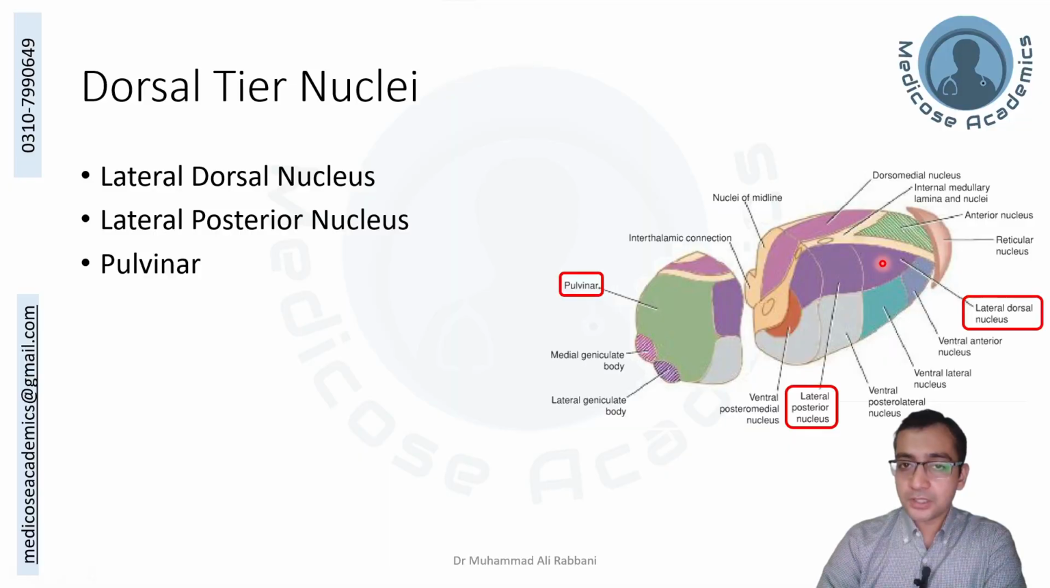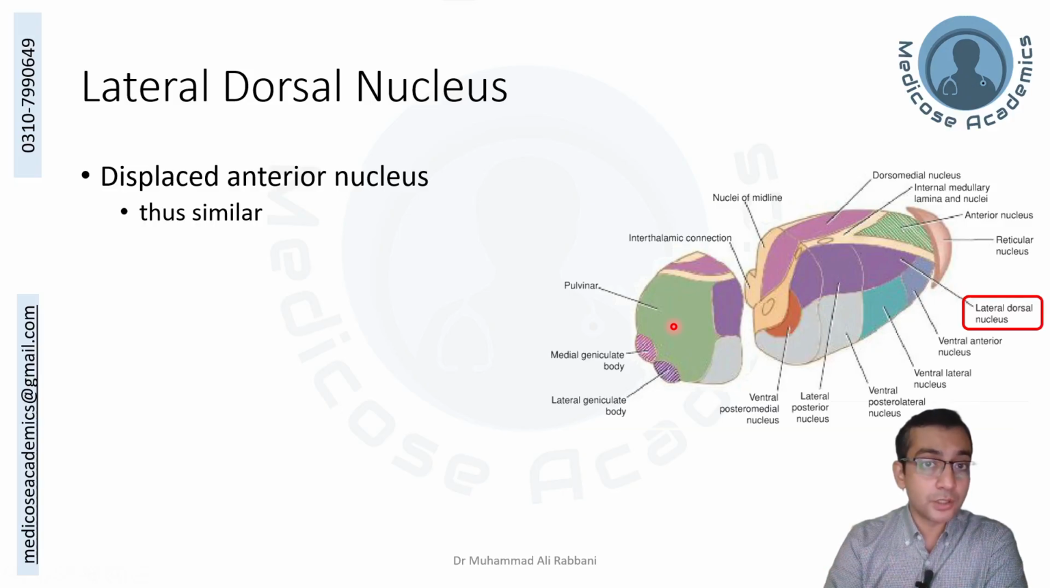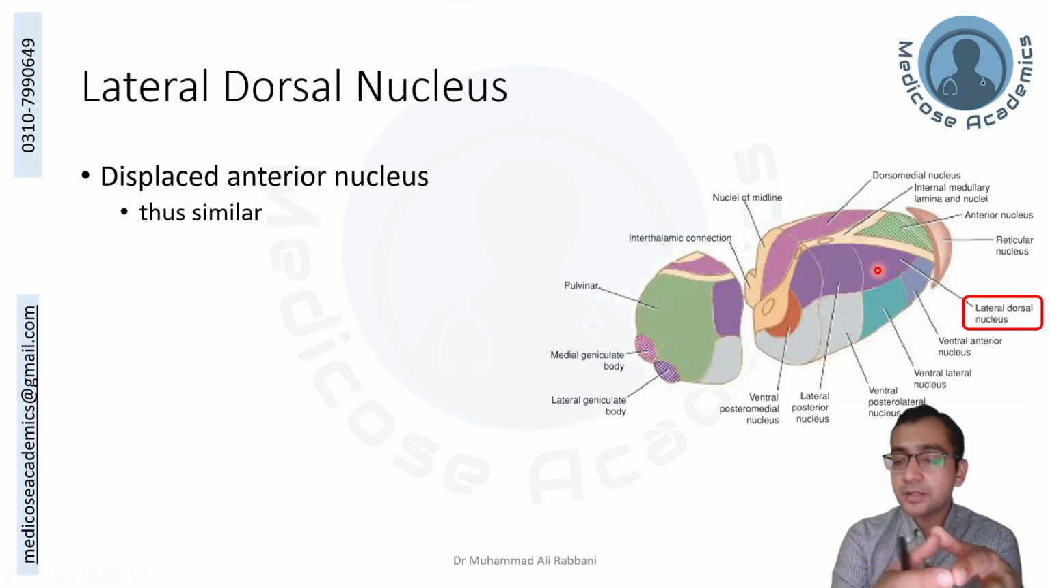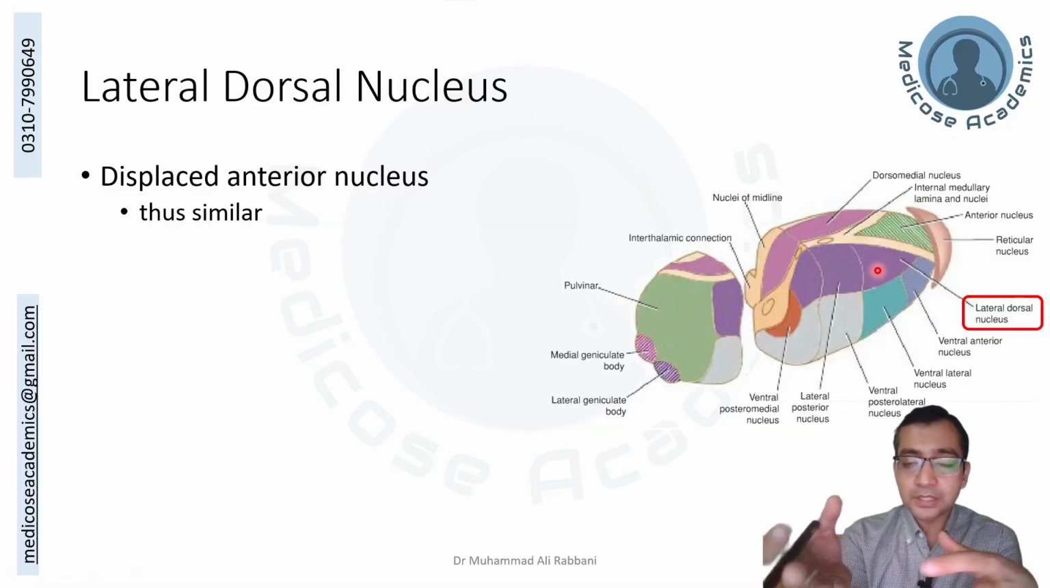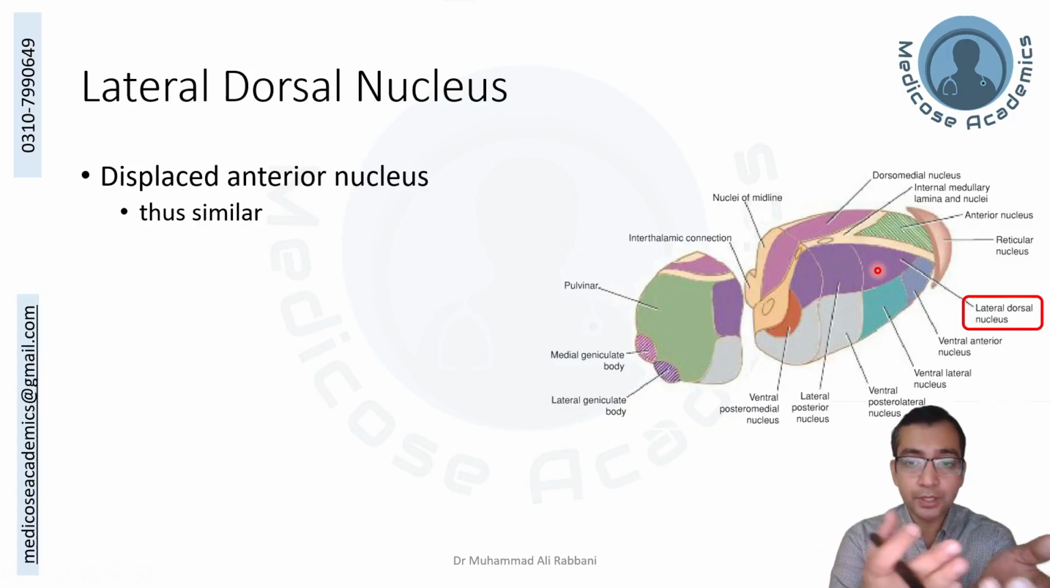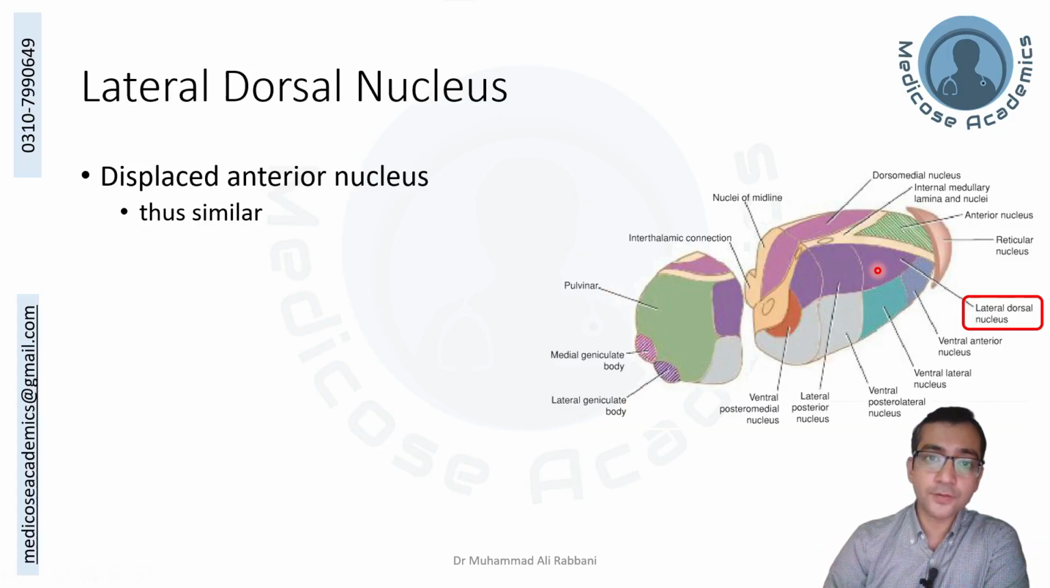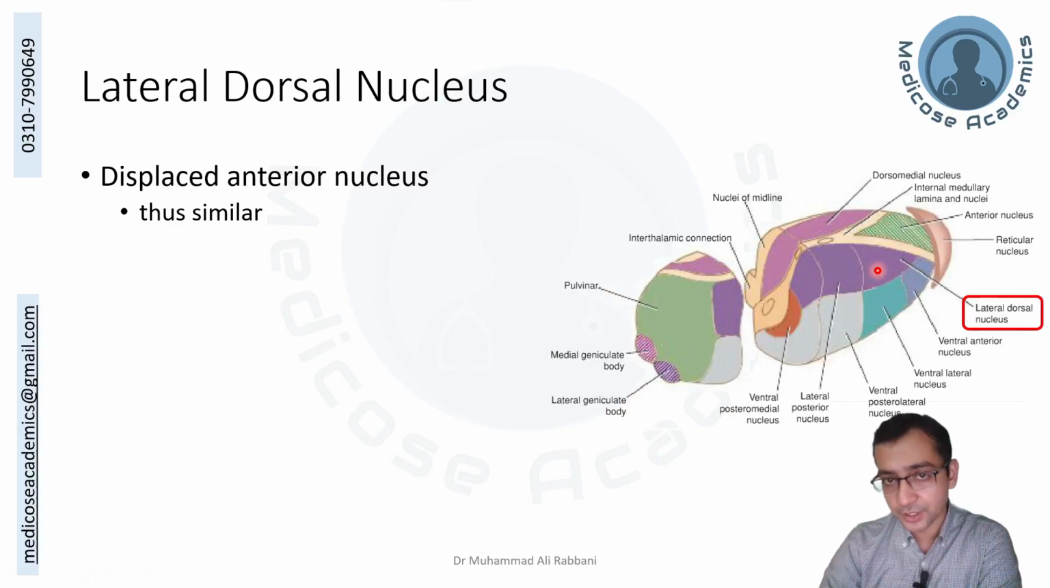Let's move on to the dorsal tier nuclei, and these include the lateral dorsal, the lateral posterior, and the pulvinar behind it. The lateral dorsal nucleus is anatomically seen separate from the anterior nucleus, separated by the internal medullary lamina, but you can just consider it a displaced nucleus of the anterior group. So it will have similar function and similar connections.